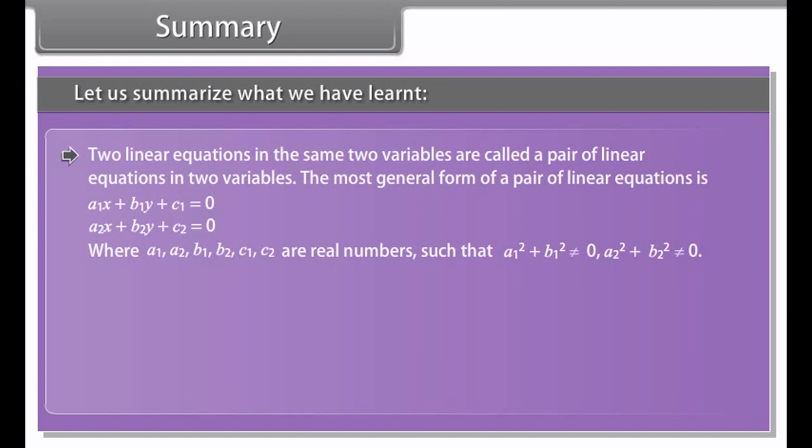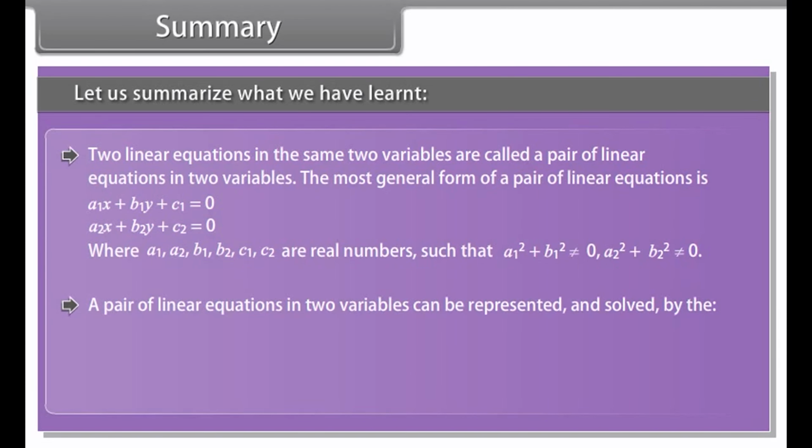The most general form of a pair of linear equations is a1x plus b1y plus c1 is equal to 0, a2x plus b2y plus c2 is equal to 0, where a1, a2, b1, b2, c1, c2 are real numbers such that a1 square plus b1 square is not equal to 0, a2 square plus b2 square is not equal to 0.